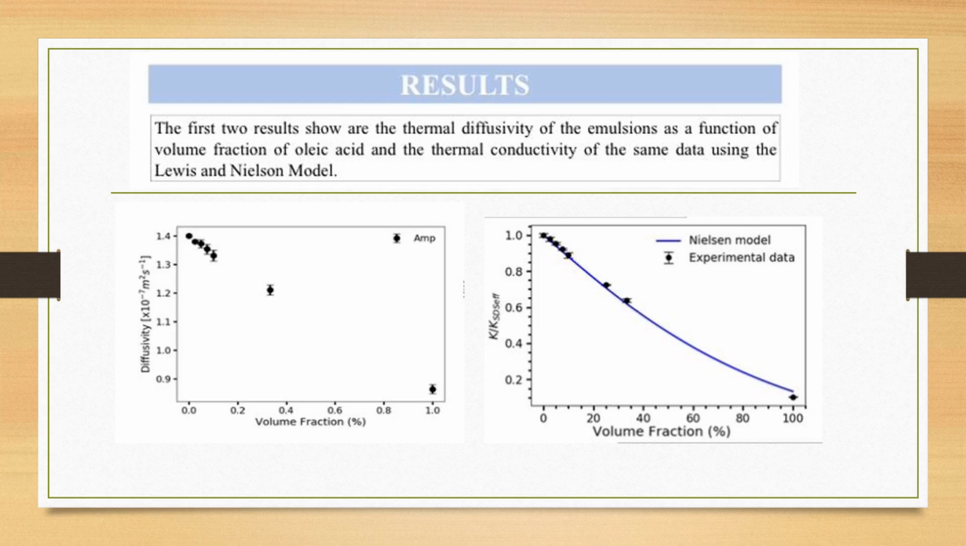And on the other side, on the right side, we can see the thermal conductivity as a function of the volume fraction. The blue line is the Nielsen model. We can see how it fits over the data points.